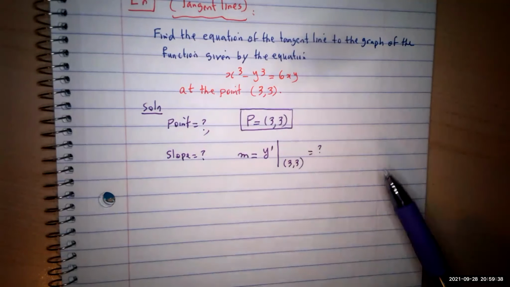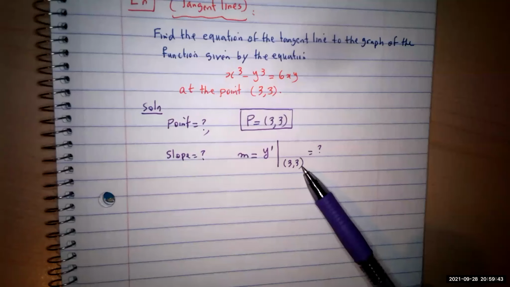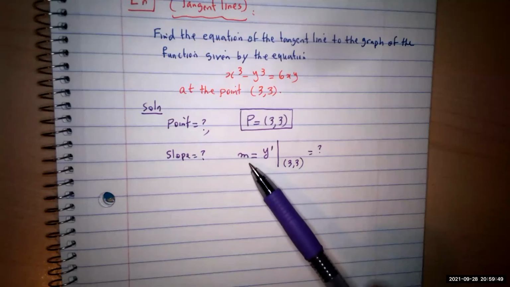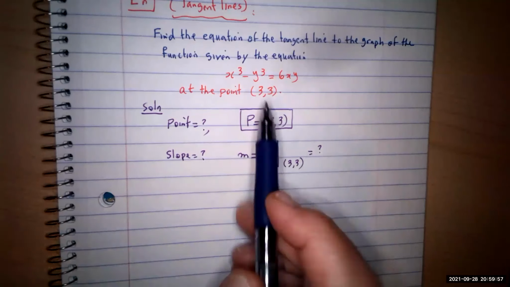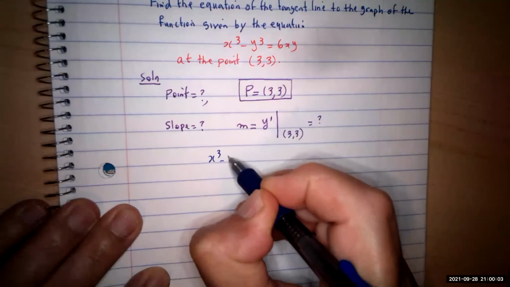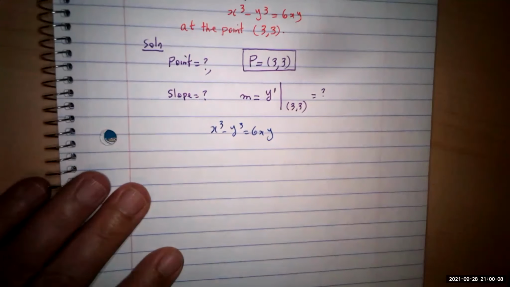You find the y prime, but at this point, when x is equal to 3 and y equal to 3. So you find the y prime, you replace the x by 3 and y by 3, and that number would be m. You come back and you give us the slope of the tangent line. Any question? So let's differentiate it. We want to differentiate this one: x cubed minus y cubed equals 6xy. Anyone to try this one? The derivative of this equation. You want to try?